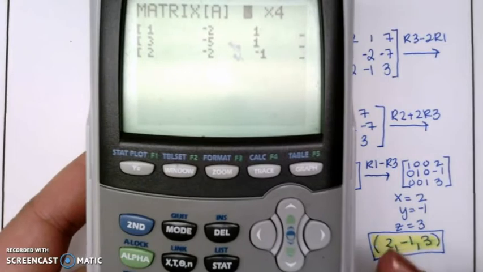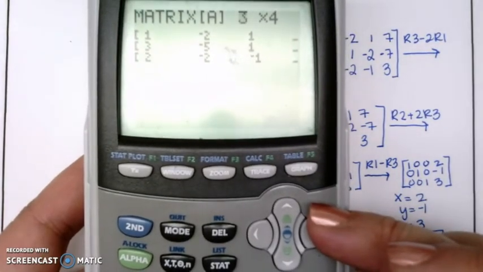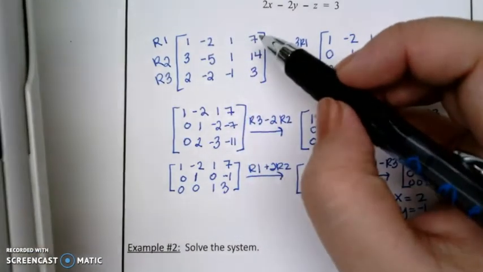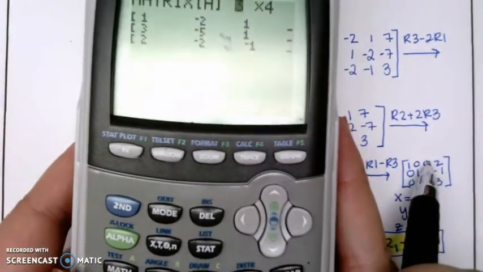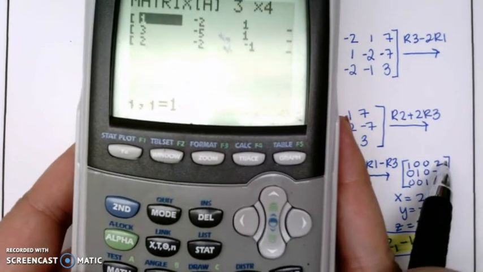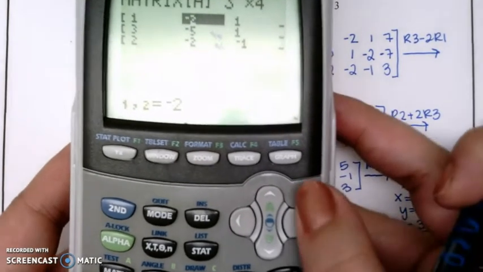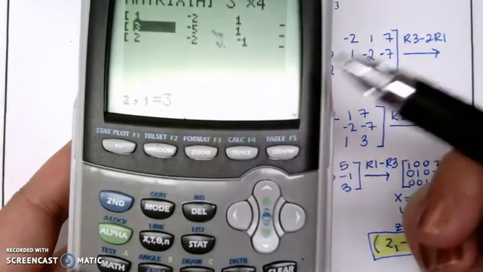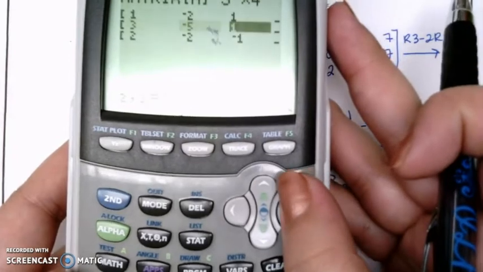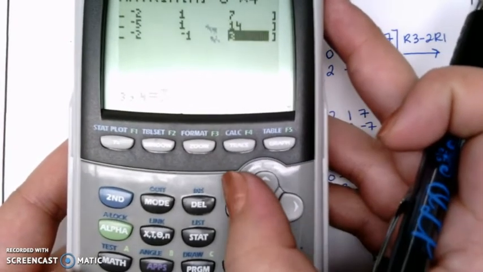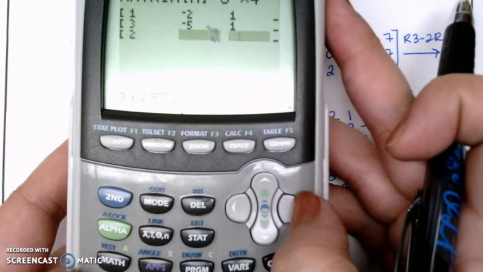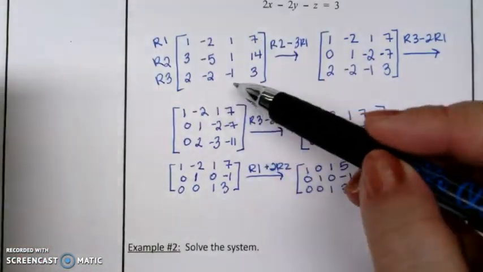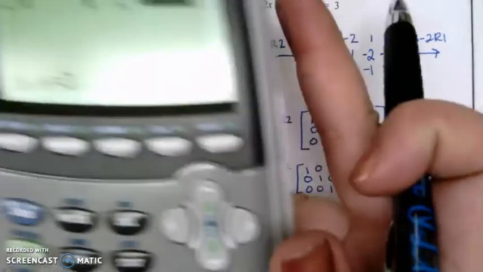and enter our matrix. So I have a 3 by 4 matrix, 3 rows, 4 columns. Okay, and then I'm going to put in my numbers. 1, negative 2, 1, 7, and then 3, negative 5, 1, and 14, and 2, negative 2, 1, and 3. Okay, so now my matrix matches the matrix that I'd like to solve.